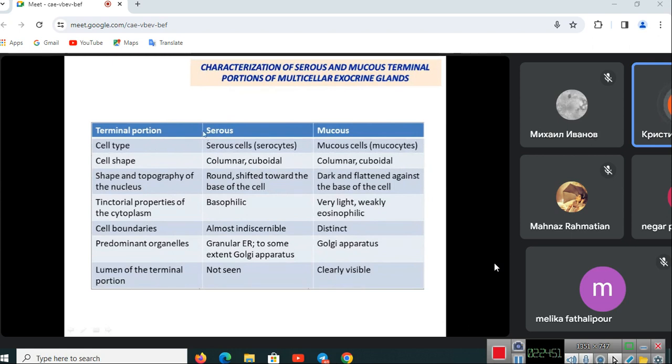such cells. For example, if we have the serous secretory portion, there will be seen serocytes which have columnar or cuboidal shape with basophilic cytoplasm because of a lot of granular or rough endoplasmic reticulum, not very well seen lumen and borders between the cells, etc. But in mucus producing cells, we have very light cytoplasm with clearly visible borders between the cells and the lumen, and the dark flattened against the base of the cell nucleus.